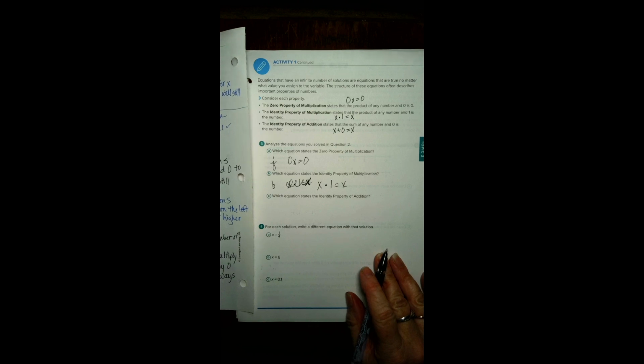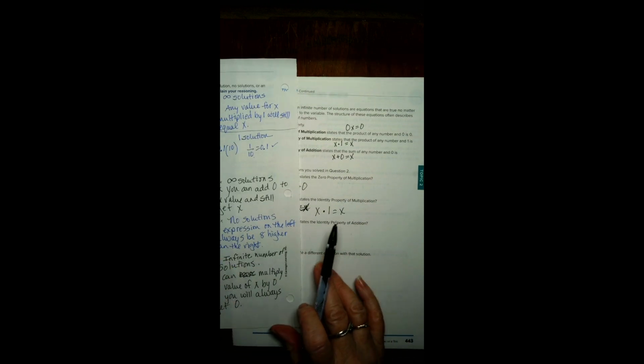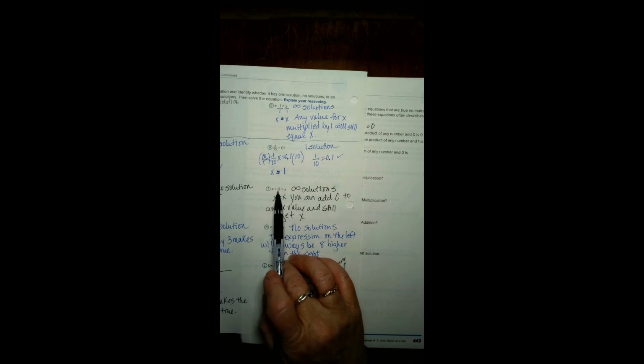Which equation states the identity property of addition? So that's going to be x plus 0. And that one was here at letter F.